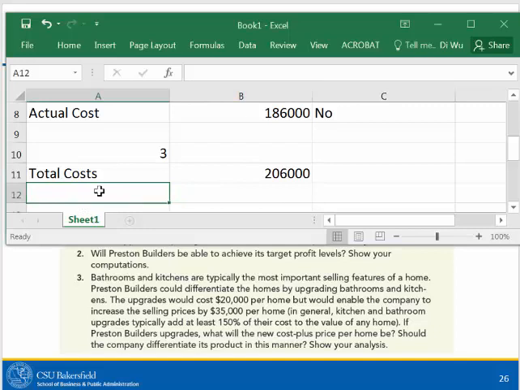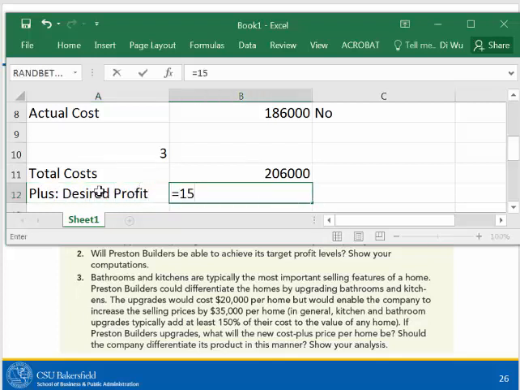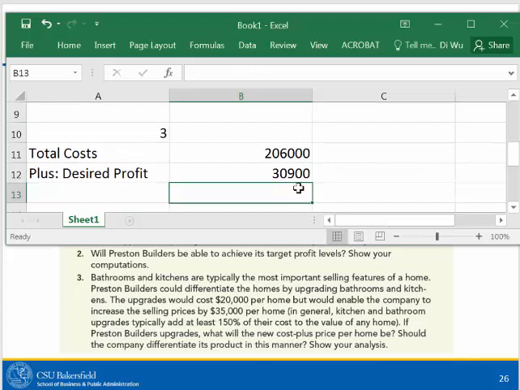So the next will be plus desired profit. What is desired profit? I would say 15%, right? 15% of the variable cost. So desired profit is 15% of the variable cost, which is the total cost right here. So we multiply 15% by $206,000. So the desired profit is 30,900.